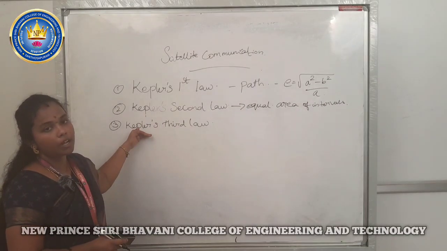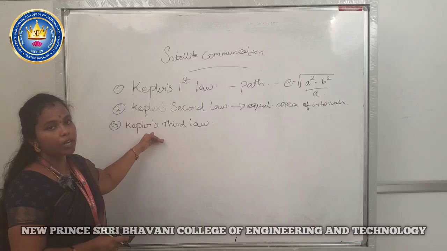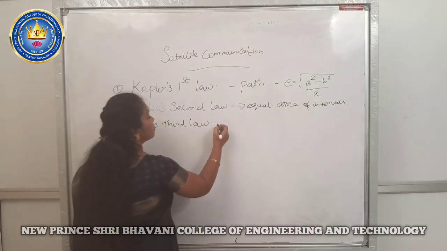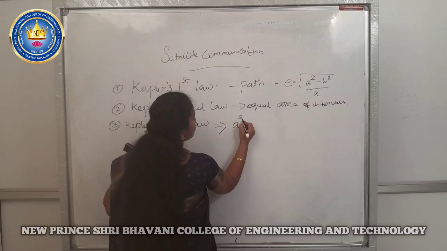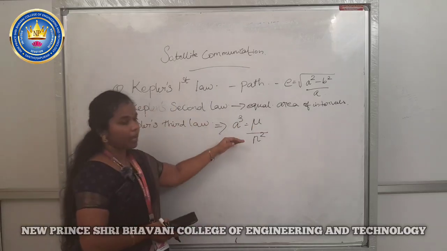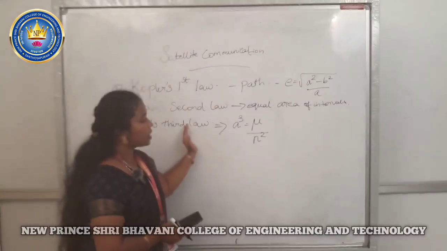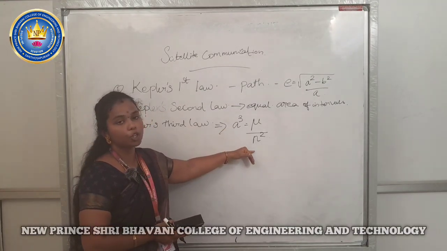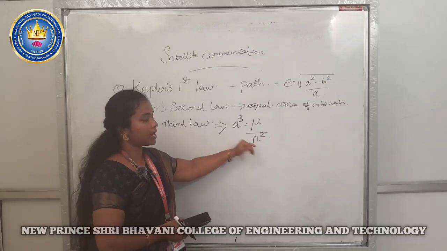Kepler's third law states that the square of the mean distance is equal to the cube of the area. a cube equal to mu by n squared. Here we can know that the law states that the mean distance is equal to the cube of area and inversely proportional to the distance between the satellite.